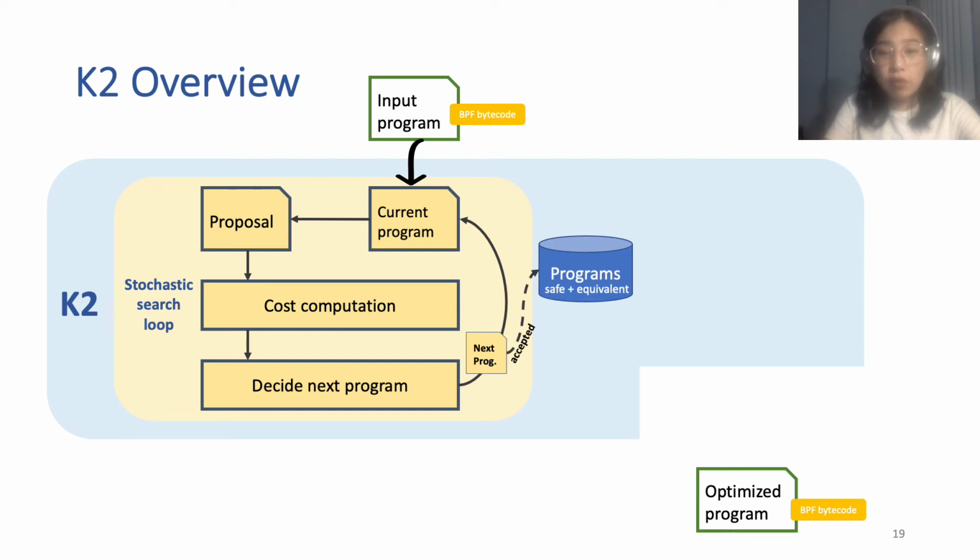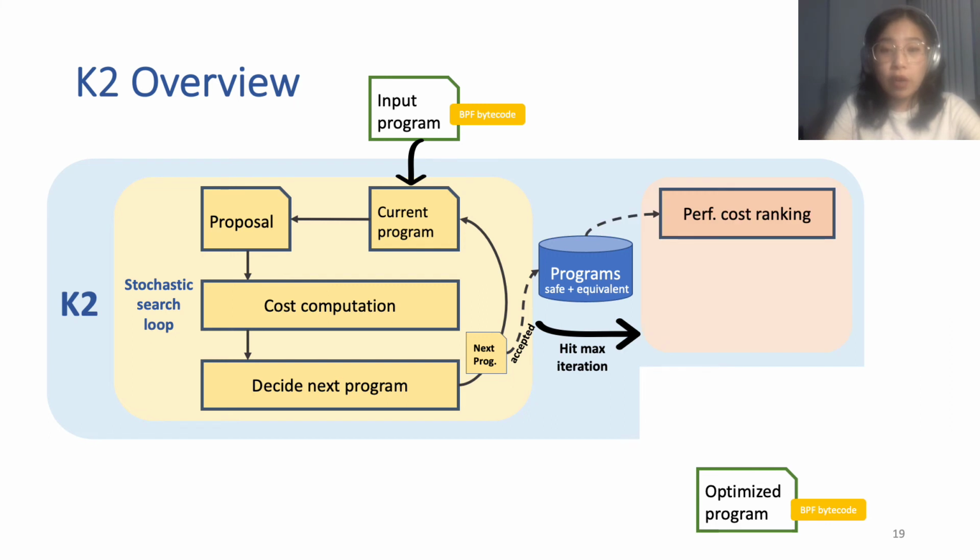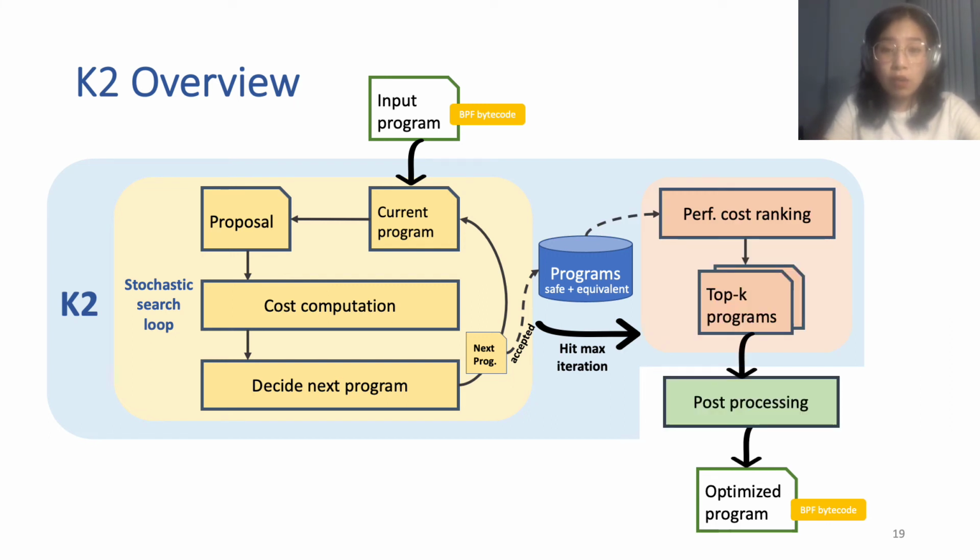Whenever the proposal is accepted and it is safe and equivalent, it will be added into a program database. After a configurable maximum number of iterations, K2 will rank all the programs in the database and emit the top K programs according to performance. These programs are all correct, safe, and have the best estimated performance.